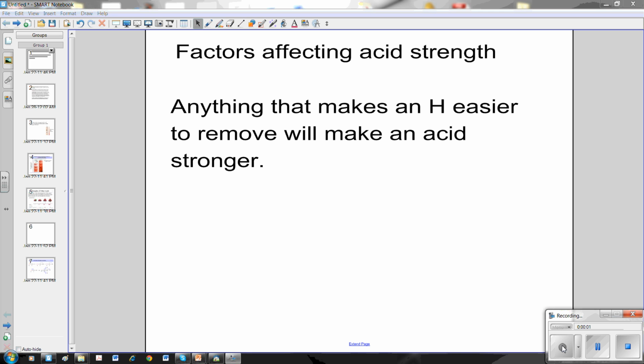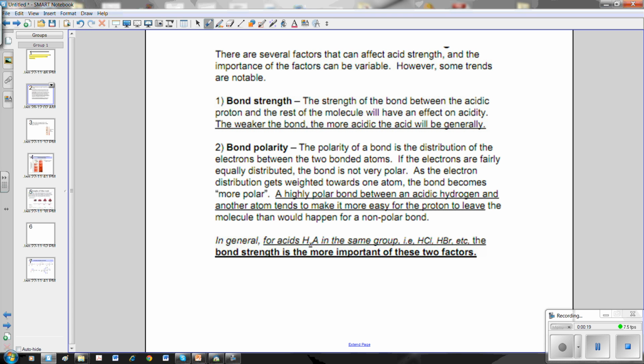Alright, this video is trying to basically highlight the factors that affect acid strength. So the key thing is to remember that anything that makes an H easier to remove, weakening the bond where the H connects to the acid, will cause more H's to break off, which will increase the strength of an acid. So when we look, here are some key things.